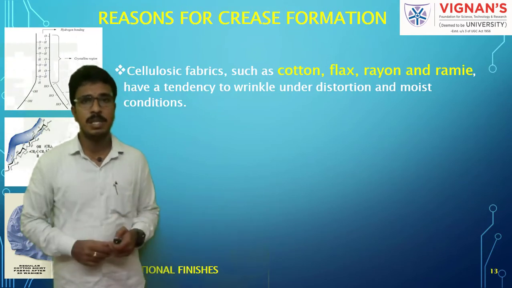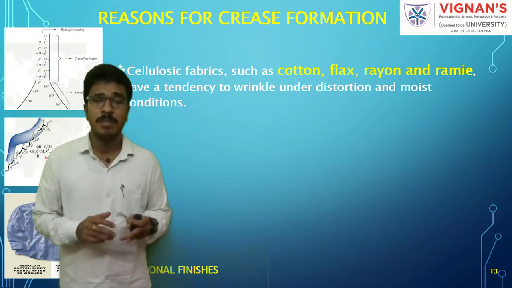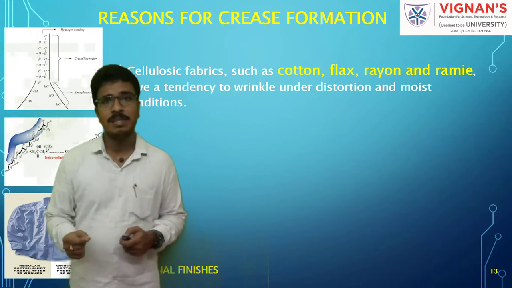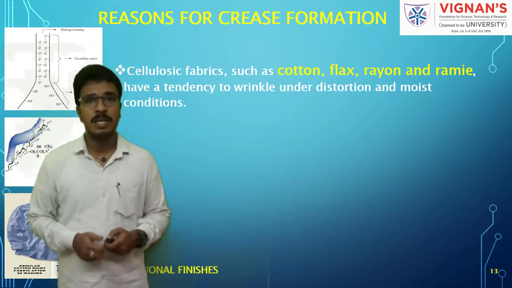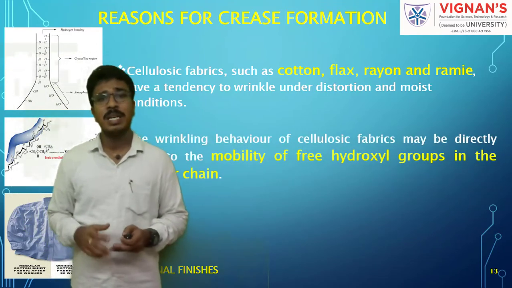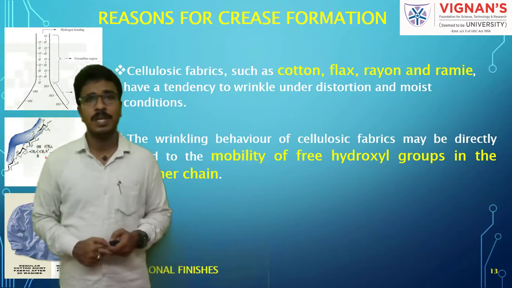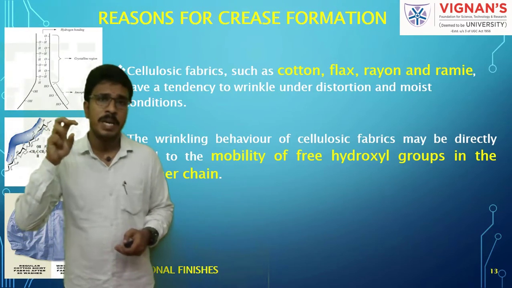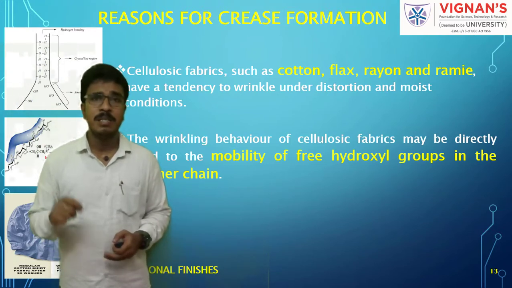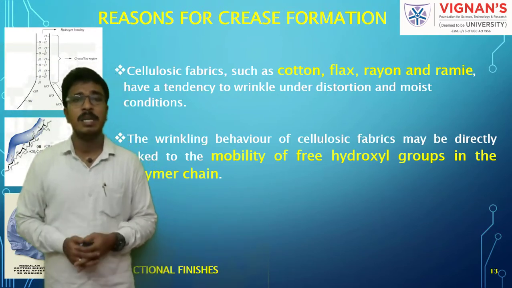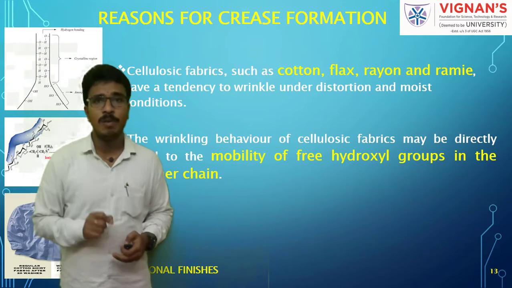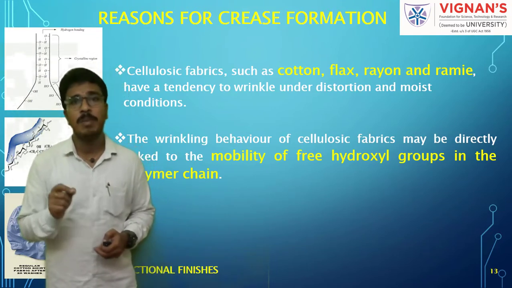As we have already seen, creasing is a main problem with cellulose fabrics such as cotton, flax, rayon, and ramie. Even after washing, garments made out of these fibers form creases, which hinder the appearance of the garment. All of you understand carefully: the main reason behind these cellulosic fabrics forming creases is directly linked to the mobility of free hydroxyl groups in a polymeric chain.